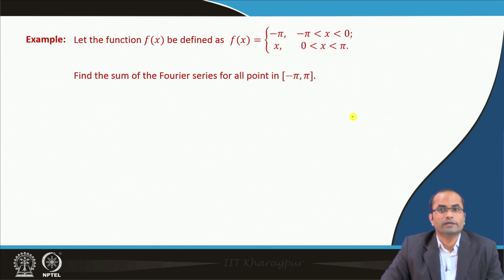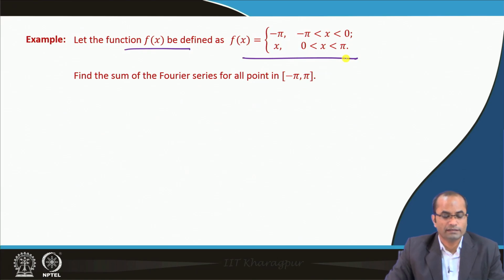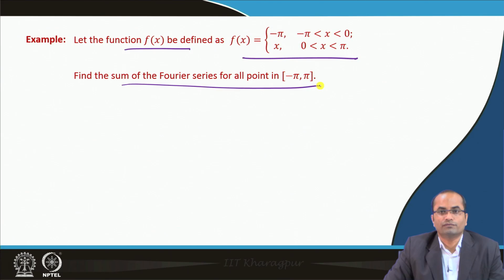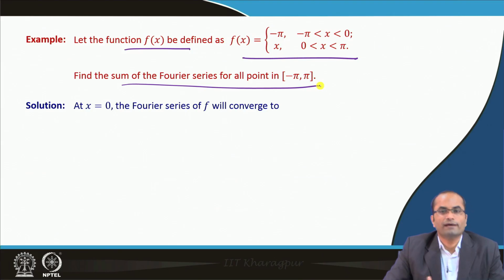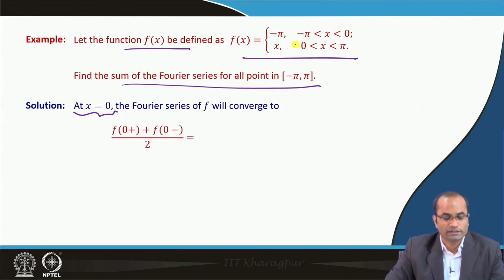Well, just a quick example now. Let the function f(x) be defined on minus pi to pi, and we have to find the sum of the Fourier series for all points. That means we will just apply the Dirichlet theorem and see what the sum of the Fourier series for this function is. We do not have to evaluate the Fourier series because we already know the convergence result. So, at x equal to 0, because that is also a point of discontinuity here.